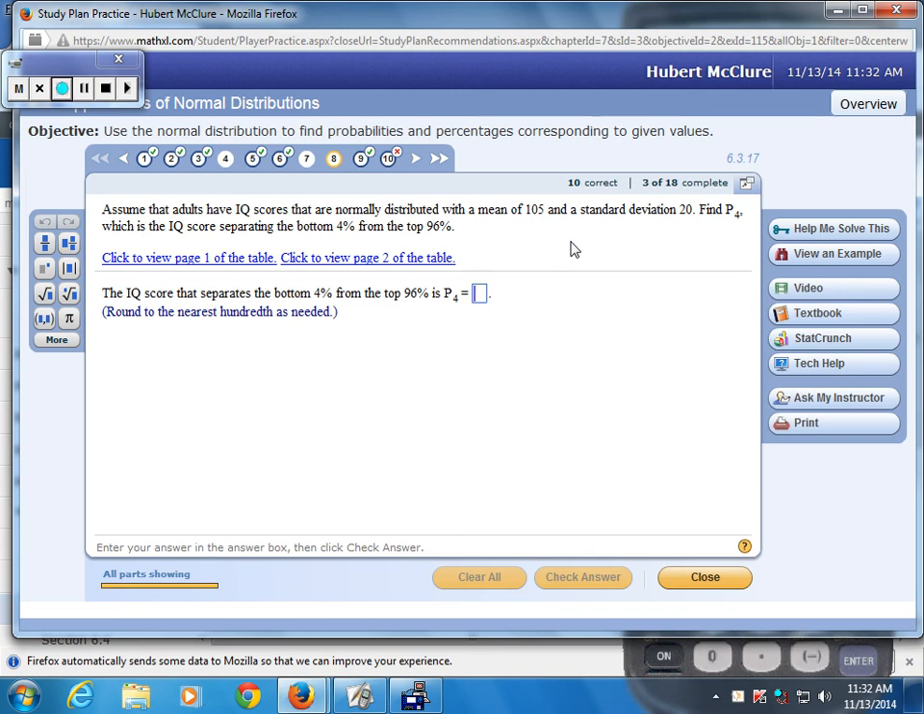Normal distribution. Mean is 105, 125, 145, 85, 65, and then draw a picture.